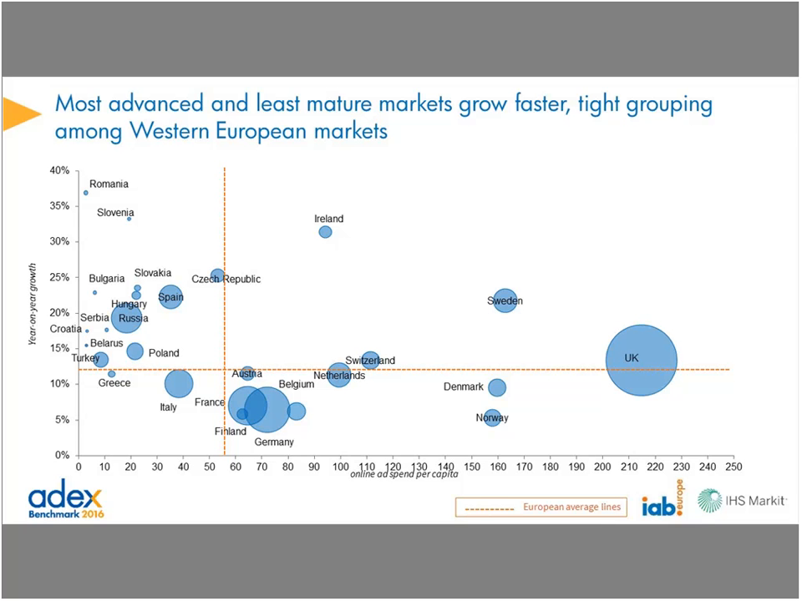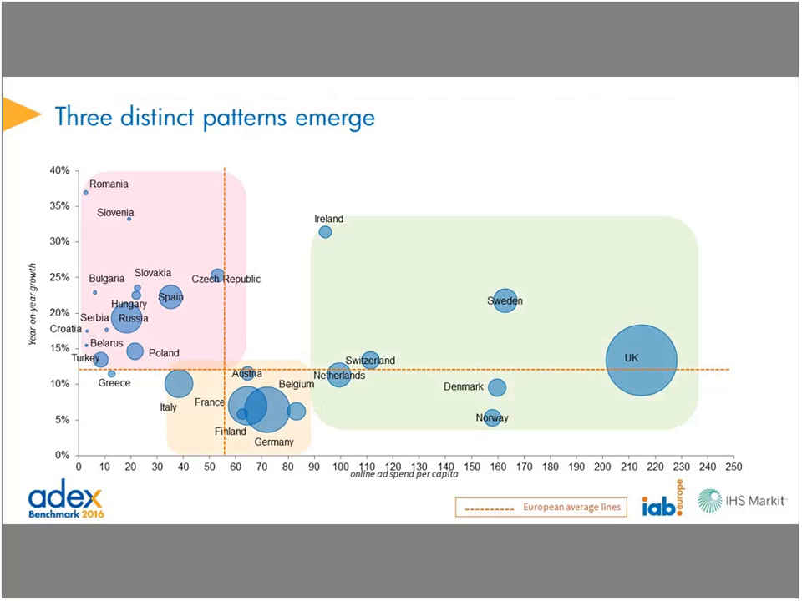The dotted lines are the European averages, and the size of the bubble is the size of the market. There are several things that really stand out here if we take an overlay perspective. If we overlay this, we can identify several different groups. Let's look at the left first. Clearly here in the pink background you see it's mainly emerging markets with a low ad market maturity that are growing very strongly. That's no surprise at all.